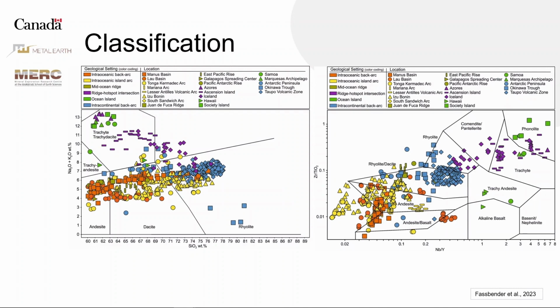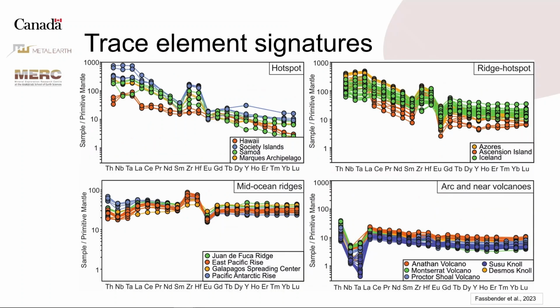For comparison, plotting them in Winchester and Floyd, we see similar trends. So ridge hotspot intersection samples and ocean island samples generally have higher niobium-yttrium ratios, while intraoceanic arc and backarc samples have generally lower niobium-yttrium ratios, and intracontinental arc and backarc samples plot right in the middle. And those general geochemical affinities are reflected in their trace element patterns as well.